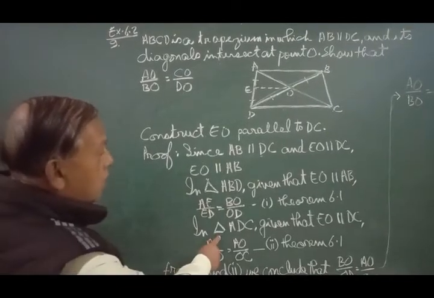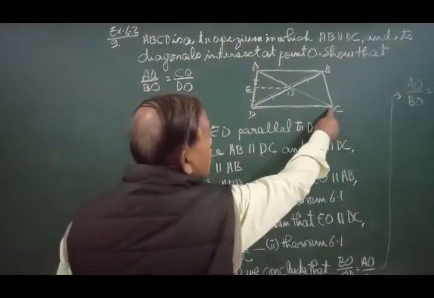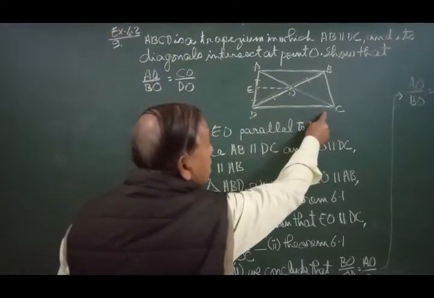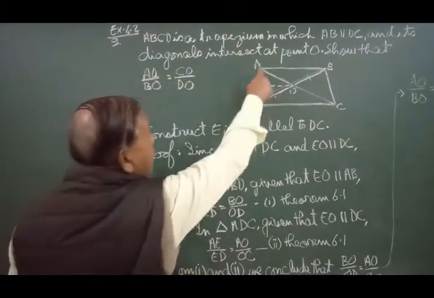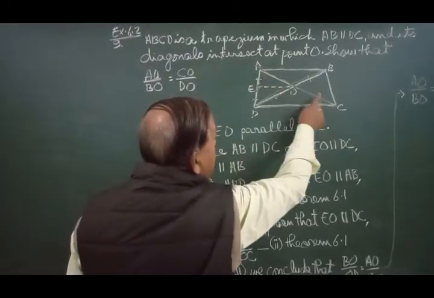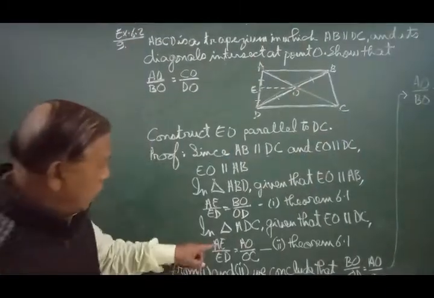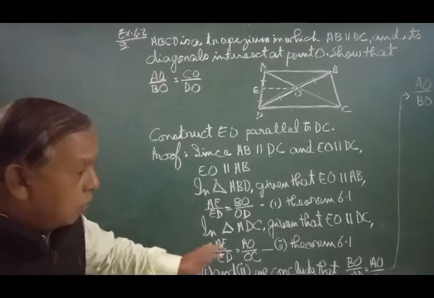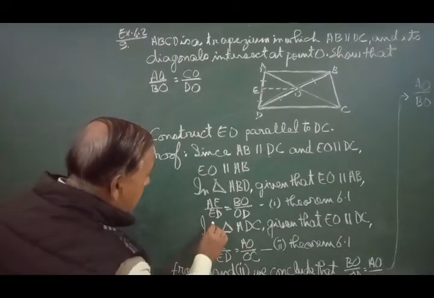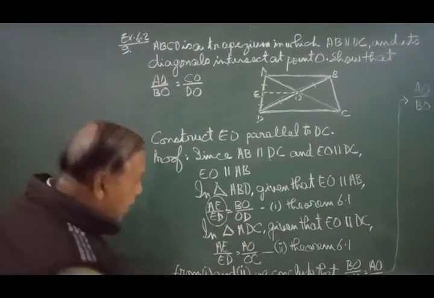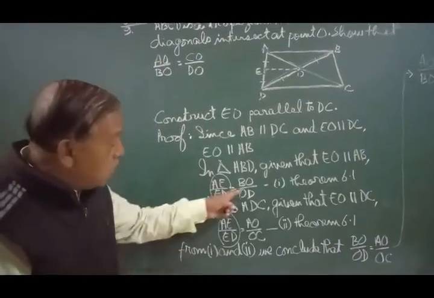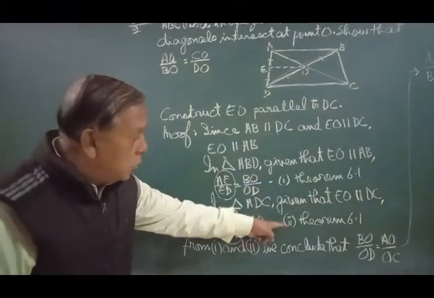Second, triangle ADC. We have EO parallel to DC. Therefore, once again, AE upon ED is equal to AO upon OC. So we have the second one. Now look at this. We have here AE upon ED, here also AE upon ED. These two are same, which means these two will be equal. 1 and 2 will be equal.